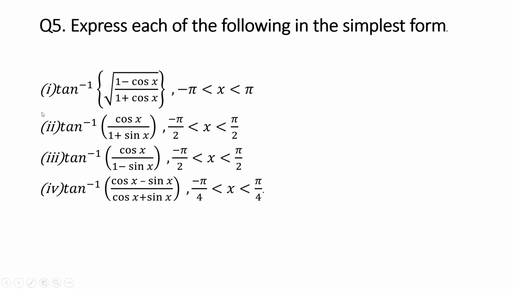Okay, so the first one we have completed. I guess second also we have started. Now third is similar to the second one. We will do the fourth part. Now please try to solve this fourth part: tan inverse of (cos x minus sin x) by (cos x plus sin x).